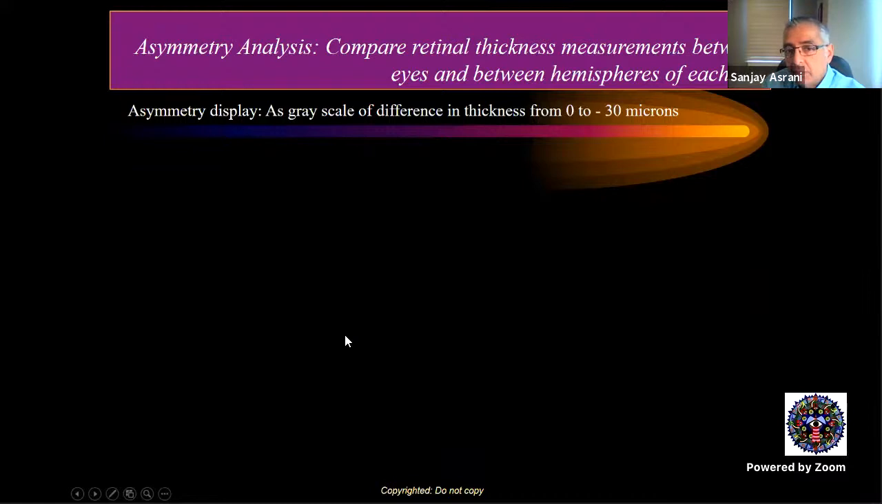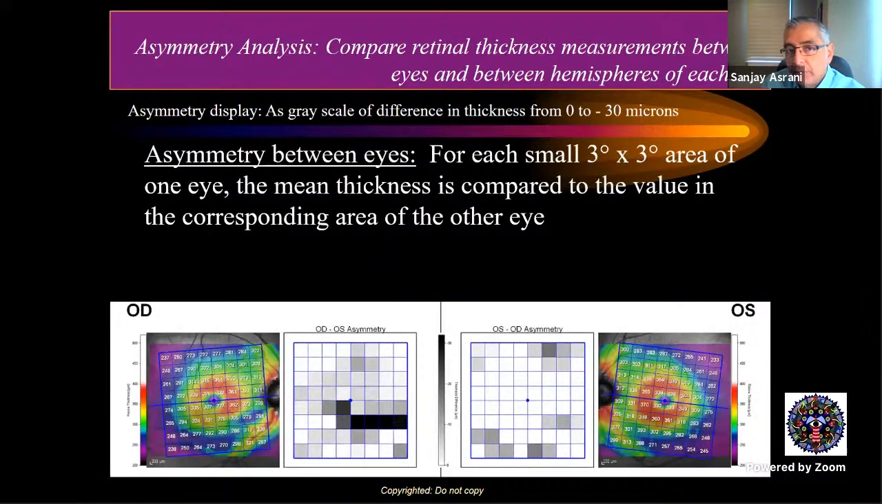We created an asymmetry display between the two eyes. That is, we subtracted the right minus left and left minus right, and we put a scale of 0 to 30 microns, black being 30 and white being 0, of difference between the two eyes.